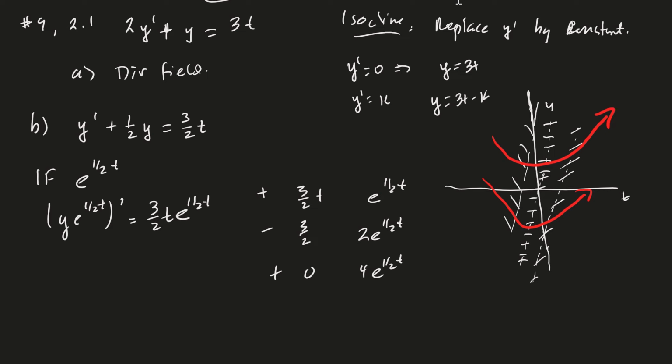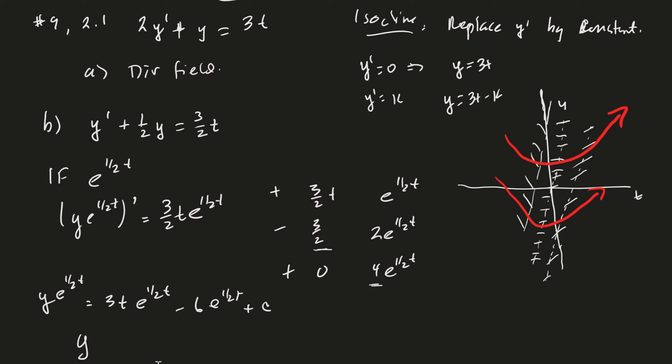Okay, so now we see what our differential equation is. Go ahead and integrate. 3/2 times 2 would be 3t e to the 1/2 t. Looks like minus 6. That's 3/2 times 4, right? It's going to give us the 6. E to the 1/2 t plus c. So finally, we get our solution. y is equal to 3t minus 6 plus c e to the minus 1/2 t.